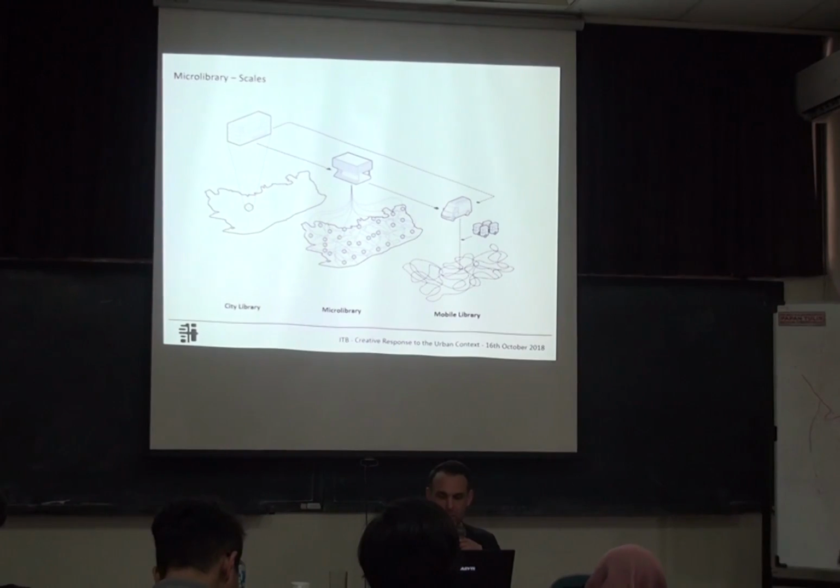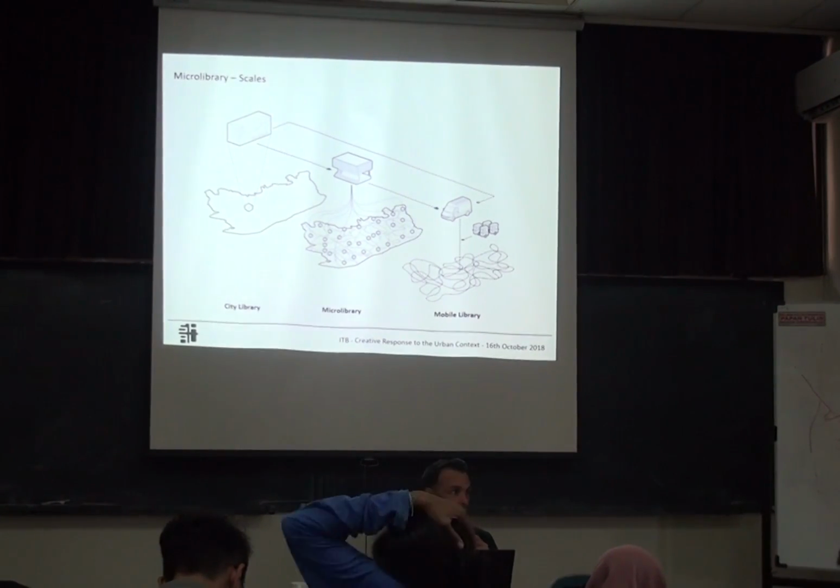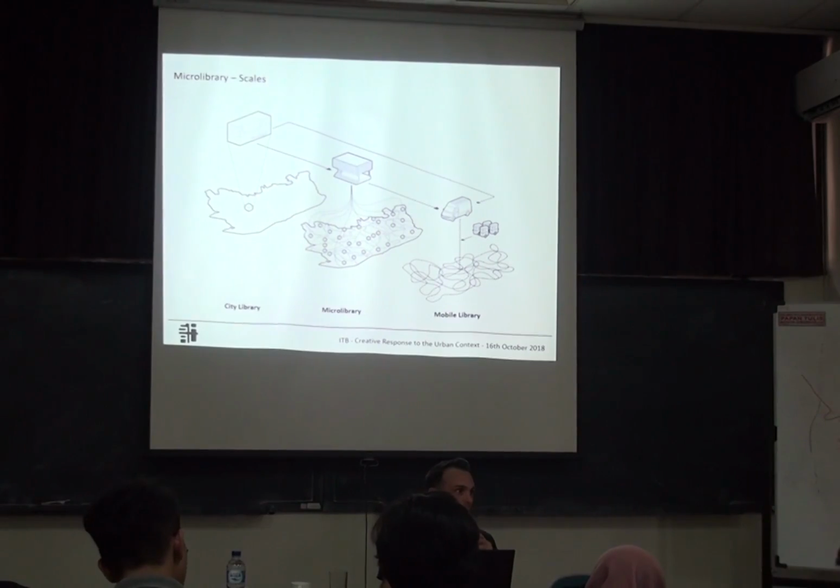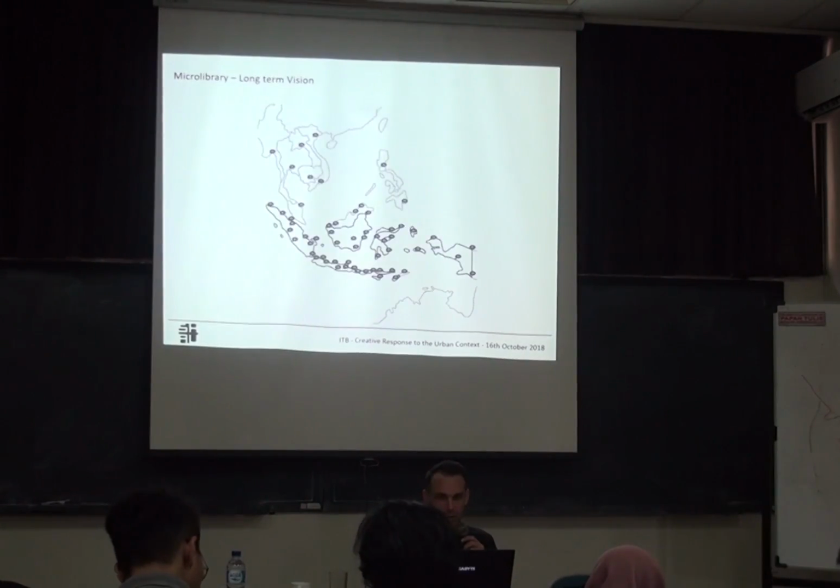But now the most important thing is the library, and this goes into the whole story about the urban context: you have to be very specific about which location you would like to build a micro-library at, and why, and how you do it.